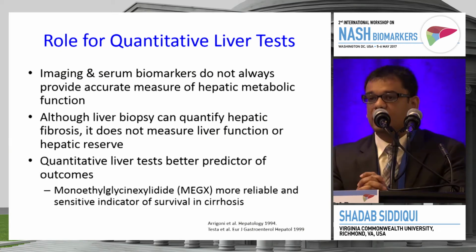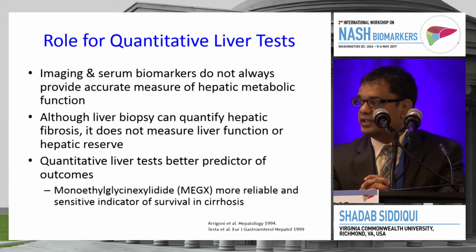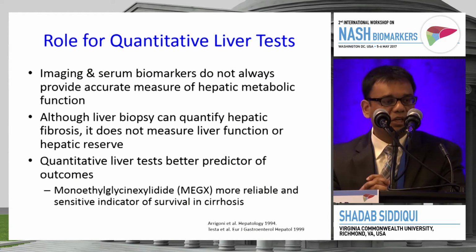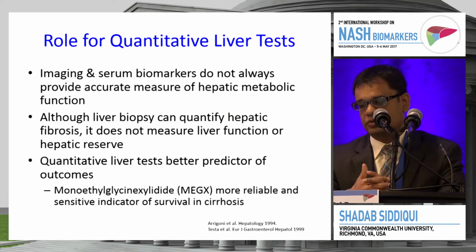So it should come as no surprise that quantitative liver tests are better predictors of outcomes than liver biopsy. For instance, MEGX was a more reliable and sensitive indicator of outcomes in patients with cirrhosis.